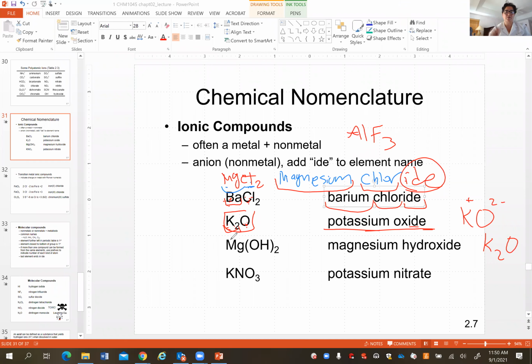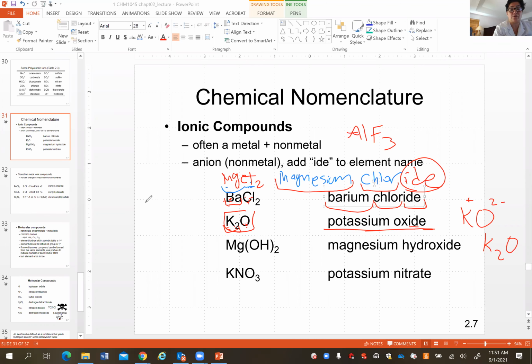Remember, it's 2 potassium for 1 oxide. That was for a student who didn't take a chemistry class. So for you, it's good. 2 potassium for every oxygen. That makes potassium oxide. And why 2 potassium? Because potassium has only a 1+ charge, so you have to have 2 potassium for every oxygen.